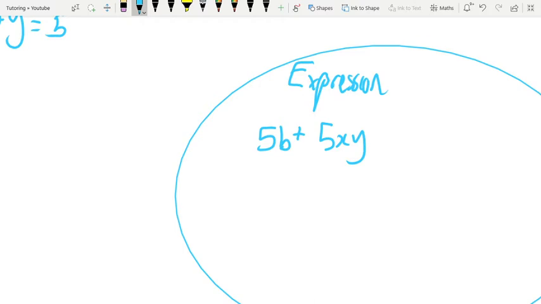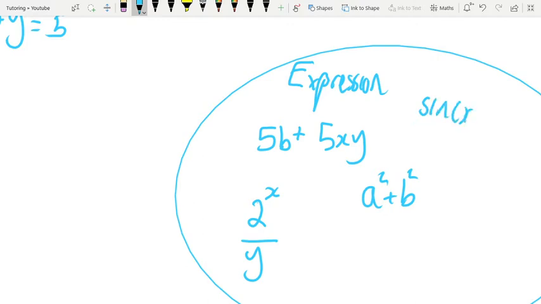I'm going to do a few more examples. You can say 2 to the x divided by y is an expression. You can say a squared plus b squared is an expression. You may not have seen this before, but sine of x is an expression. There's no equal sign.